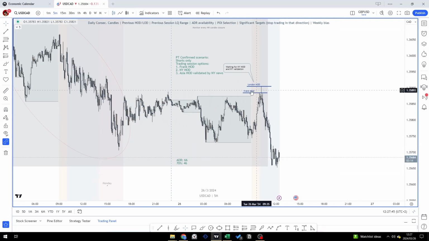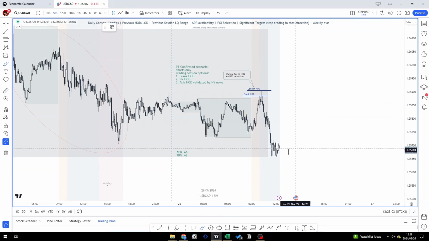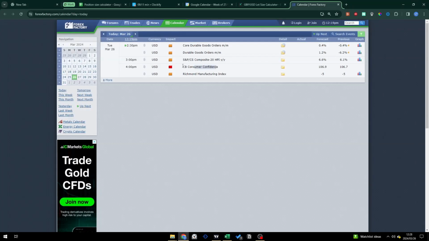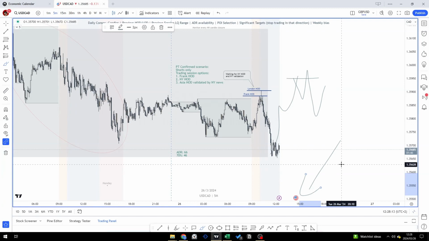We then created a Frankfurt high of the day, but that was quickly taken out by London, making London high of the day, and unfortunately we can't trade based on this idea. So our only option for New York is that New York comes up, makes a New York high of the day, and then we can short from there, again requiring positive USD news to then short. So that's pretty much the New York outlook. I hope you have a good trading session, and we'll chat again for the end of day review.